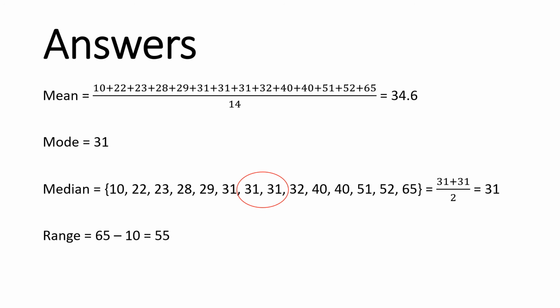The median equals 31. For the range, we take the highest number of 65 and subtract the lowest number of 10. 65 minus 10 equals 55. So the range is 55.